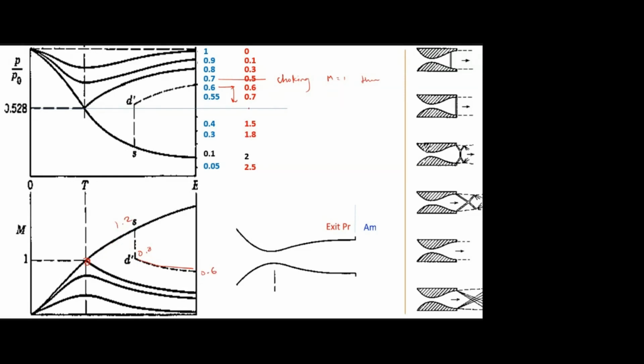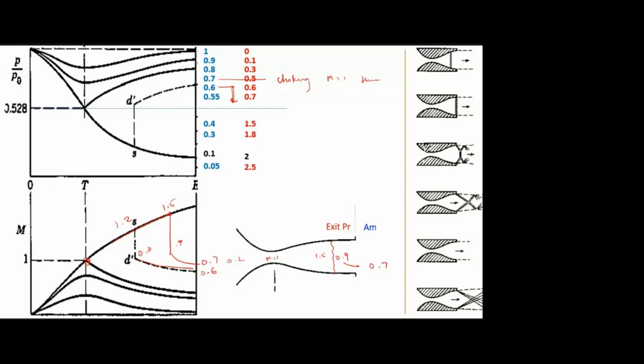Now further I am decreasing the pressure ratio to 0.55. What will happen now? It will be further accelerated to maybe 1.5. Then there is a normal shock wave which will convert that into 0.9, and that may be reduced further to 0.7.